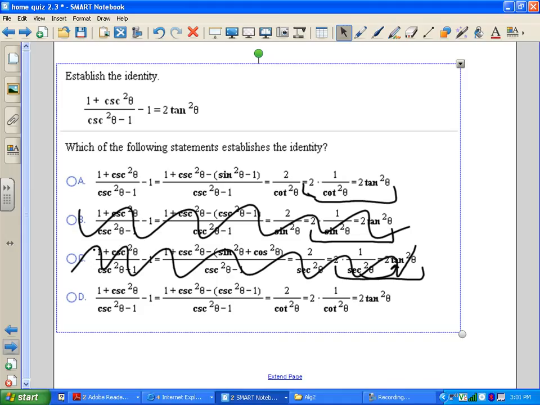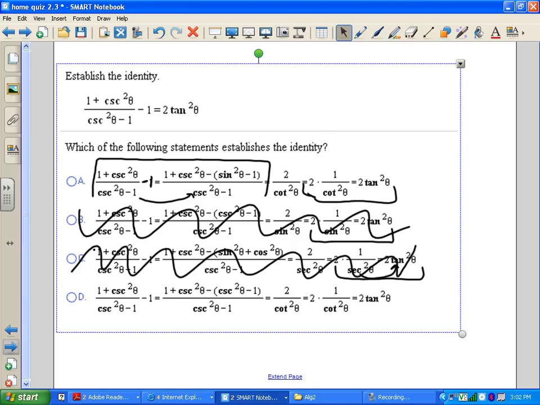So on this first step, let's see if we can figure out what's happening. Notice that the denominator there didn't change anything, so they're doing something to the numerator. Notice they had this minus 1 right there, and all of a sudden everything's over cosecant squared theta minus 1. They found a common denominator is what's happening there. Let me show you the work behind that.